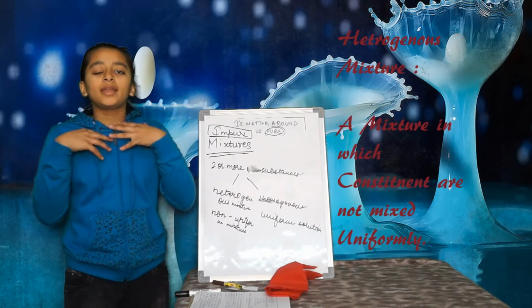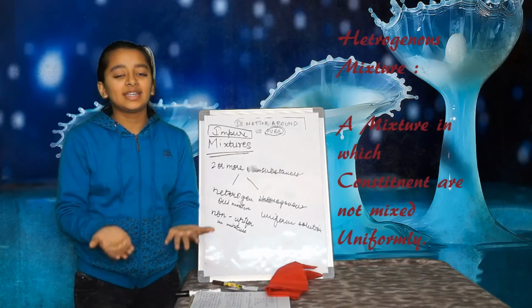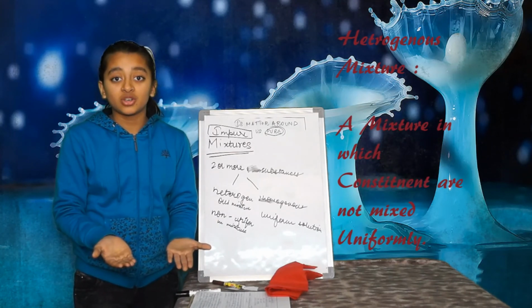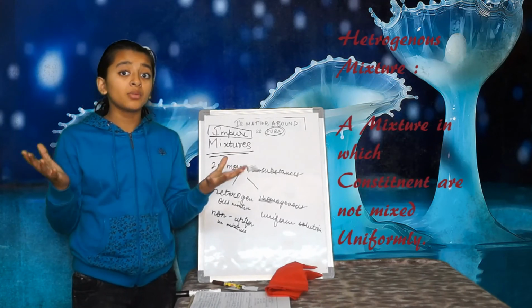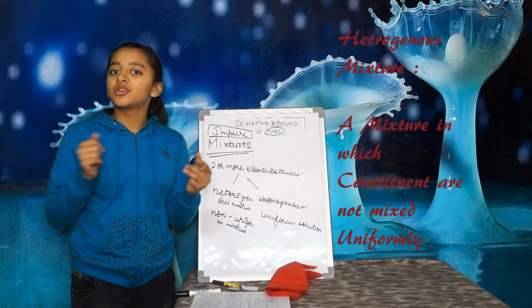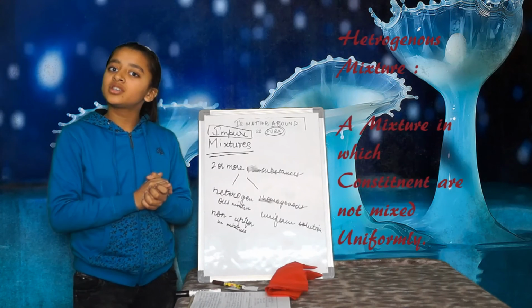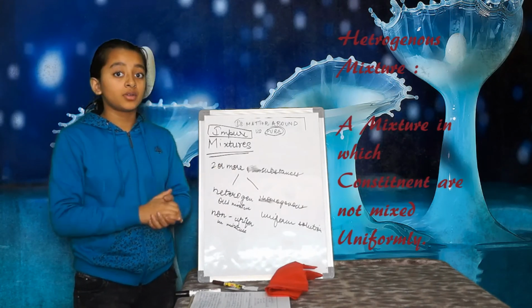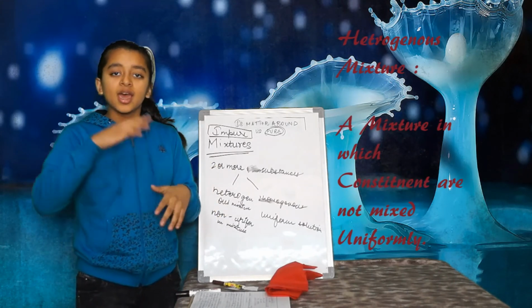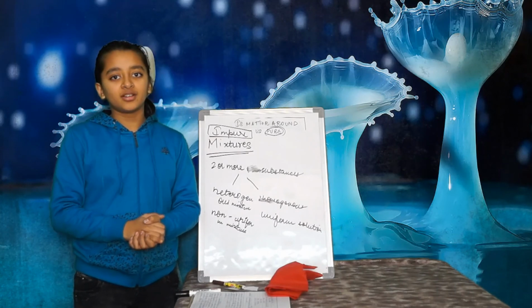So now I think that you can easily distinguish between a compound and a mixture. A compound has a fixed composition and a mixture has a variable composition. And so I think I have distinguished between the mixture and the compound and told you about the 2 types of mixtures.